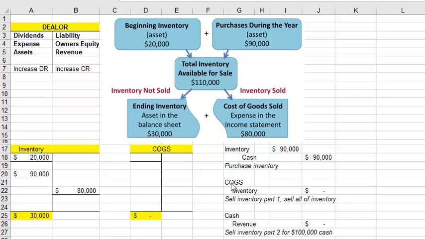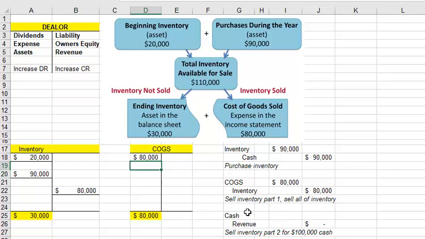So cost of goods sold, that is what's going to happen when we sell our inventory. The customer buys $80,000 of inventory. We're going to have a cost of goods sold of $80,000 and a matching reduction in our inventory of that $80,000. So these two pieces are going to make up our journal entry.